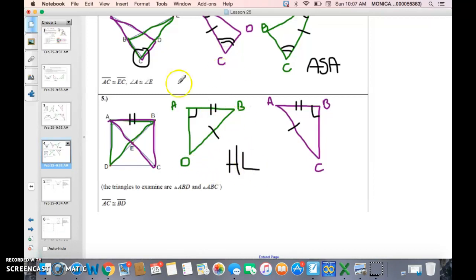So some people are going to think, oh, I don't want to do the extra step of pulling the triangles apart. It really just takes 3 seconds, and it really does make visualizing this so much easier. So I strongly suggest you do that.